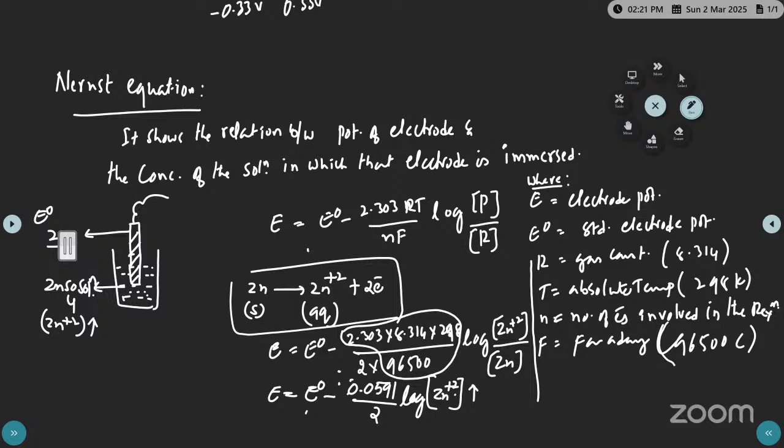What does the Nernst equation say? It says that the electrode potential depends on the concentration of the solution. If concentration increases, the potential of the electrode decreases. అర్థమైందా ఇది?